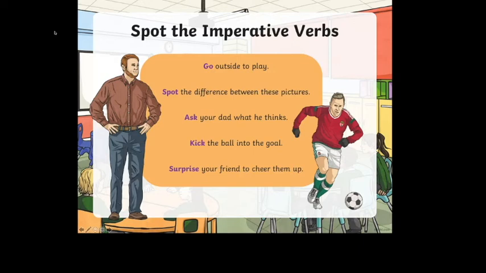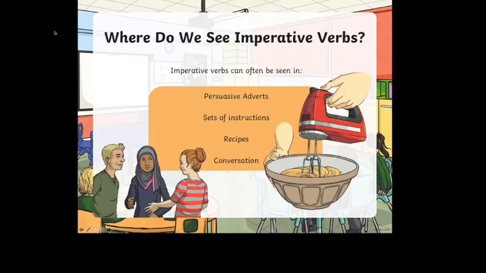Go. Spot. Ask. Kick. Surprise. They normally come at the start of a sentence, or if you're using a time connective, it will be the second or third word of a sentence. Imperative verbs can often be found in persuasive adverts, instructions, recipes, and sometimes in conversation. So we're looking at the middle two, sets of instructions, and a recipe is a set of instructions anyway.